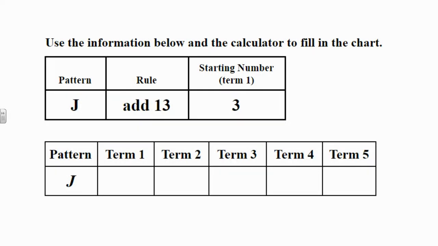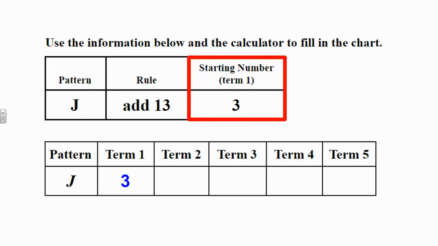So I'll be honest, even though the chart ends with the starting number, that's actually where I like to begin. If you look at the table below, it says pattern J. We're naming the pattern because that's what it's called. And it says term 1, term 2, term 3, term 4, term 5. I could keep going because sequences continue. But I already know term 1. It actually tells me what term 1, the starting number, is. So I'm just going to go ahead and fill in a 3 there because it tells me that.